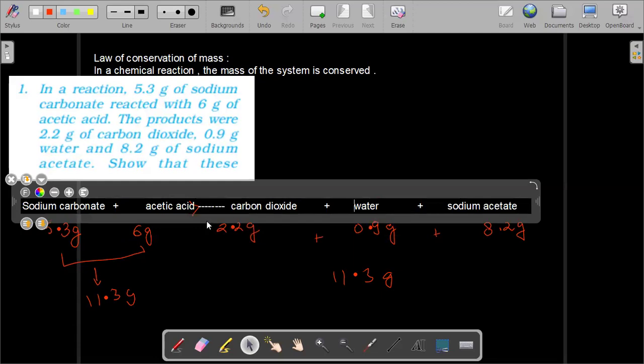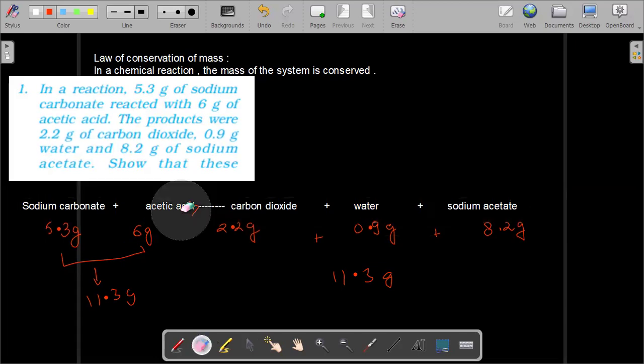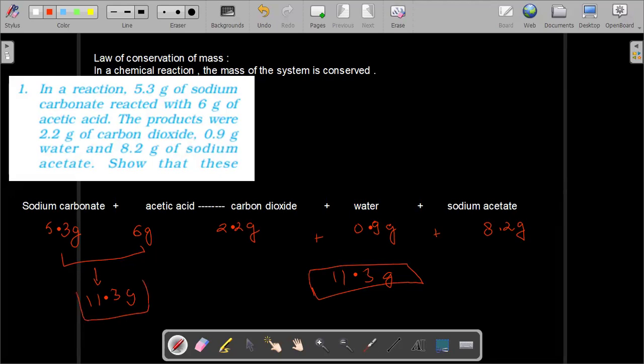So, sodium carbonate and acetic acid, they both combine together to form carbon dioxide, water, and sodium acetate. These are the three products we have formed. The products were 2.2 gram of carbon dioxide, 0.9 gram of water, and 8.2 gram of sodium acetate. If you add up all of them, you get 11.3 gram. Got it? Okay, sir. So the mass of the reactant is equal to the mass of the product.